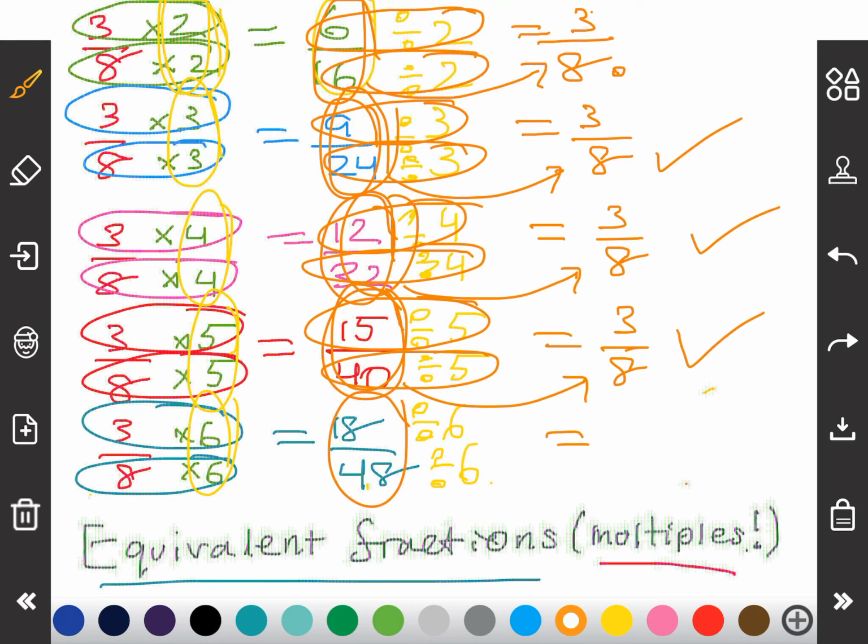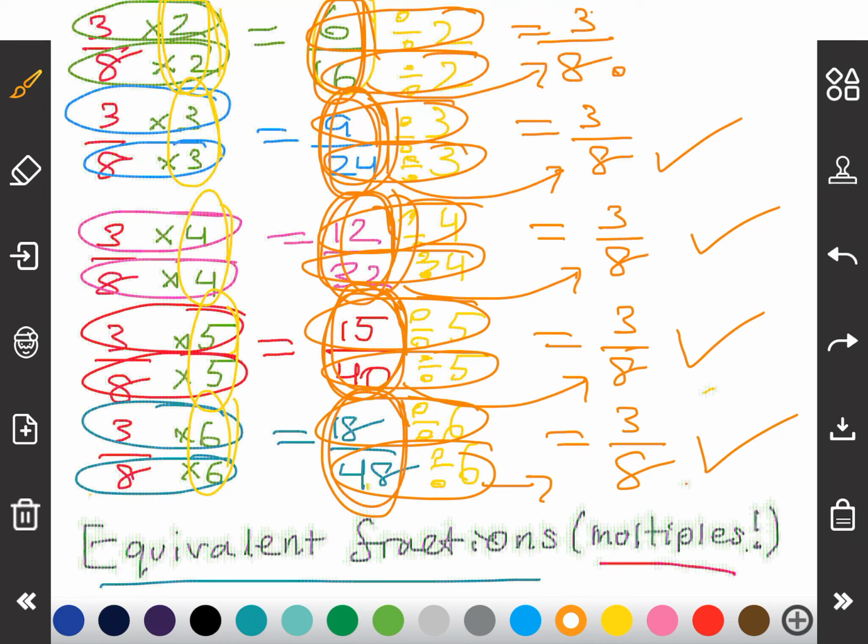Last but not least, let's validate. 18 divided by 6 is 3. At the bottom, 48 divided by 6 is 8. Voila. So the fractions that we've written out, 6 over 16, 9 over 24, 12 over 32, 15 over 40, and 18 over 48, they are all equivalent to 3/8.